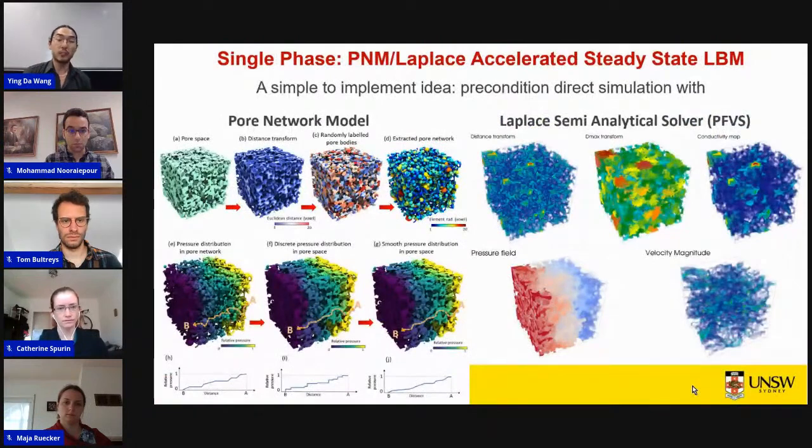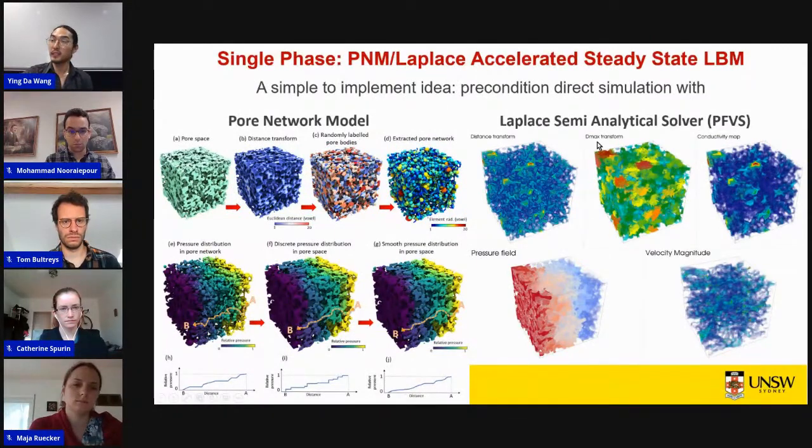What if you wanted to use a Pore network model or a Laplace solver? Here on the left-hand side is your typical Pore network model workflow. You go from your pore space to your distance transform to your extracted Pore network using, for example, distance watershed segmentation. Then you get your pressure distribution, which is discretely mapped back onto the pore space, and then it's smoothed out using a few Gaussian kernels, about 20 passes, I believe. My colleague Arash was the one who worked on the Pore network fields.